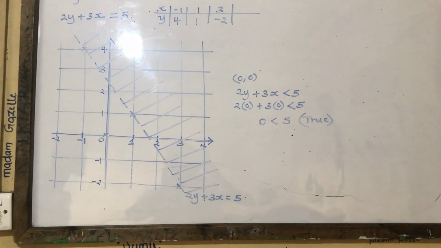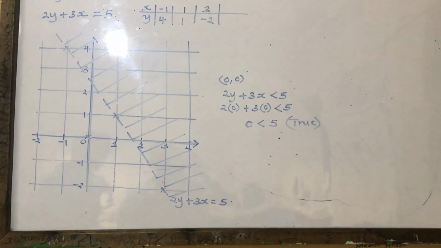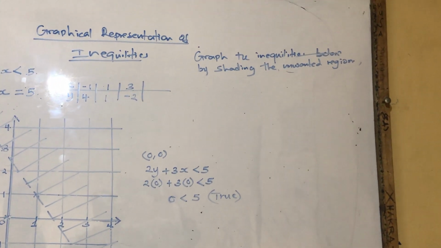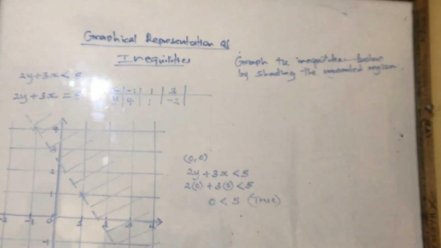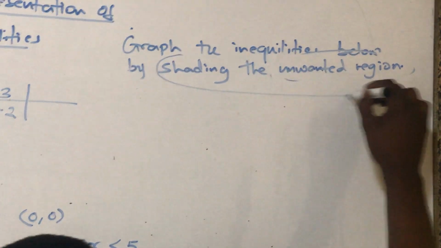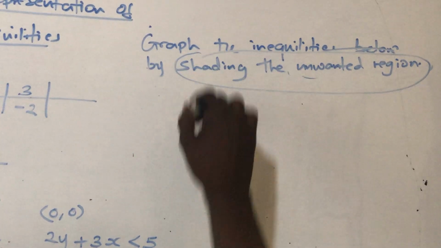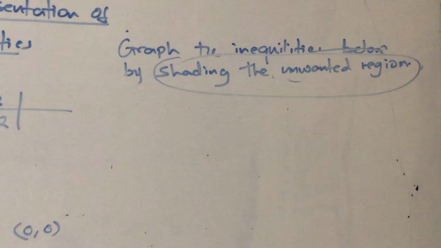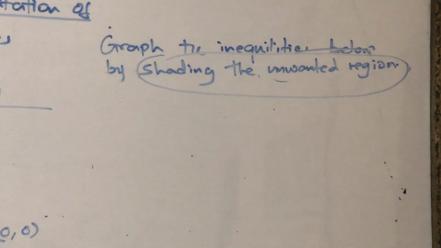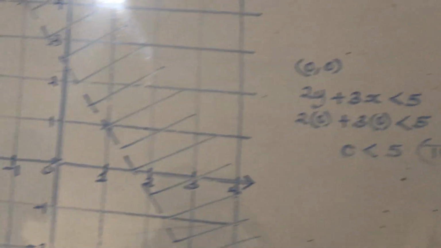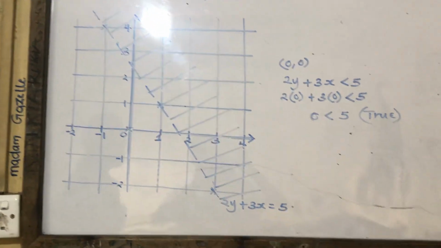And like the question instructed us, we will shade the region which is unwanted. You remember, the question asked us to shade the unwanted region, in other words, the region which does not satisfy the inequality. I hope you understood this one here. Have a nice time.